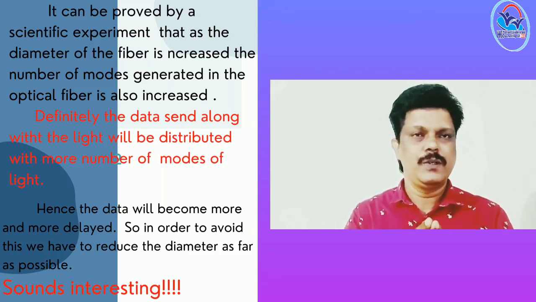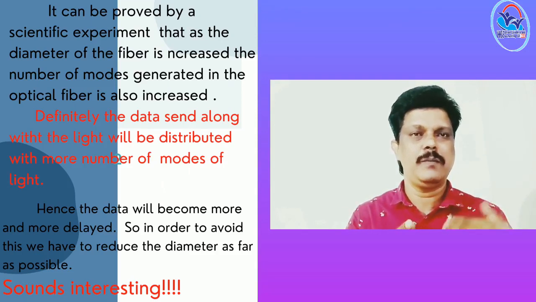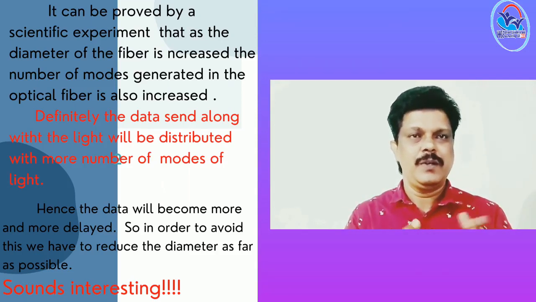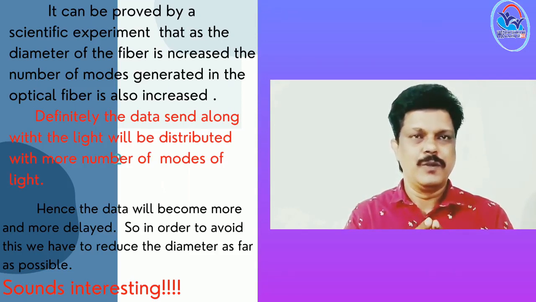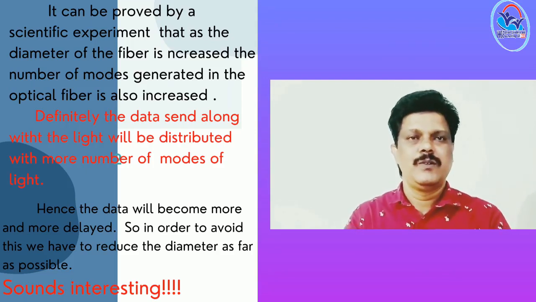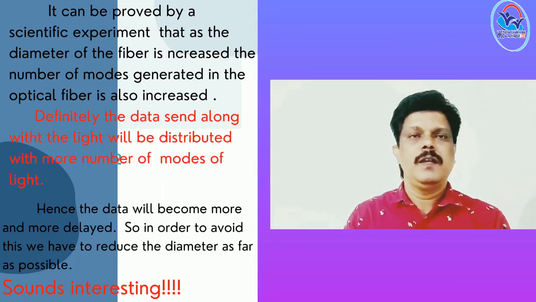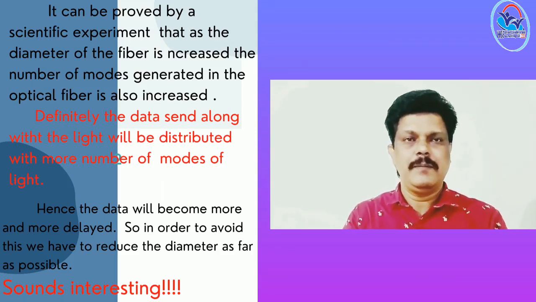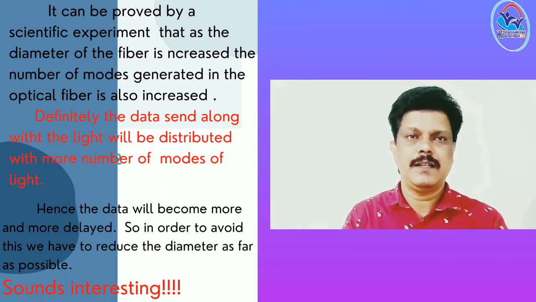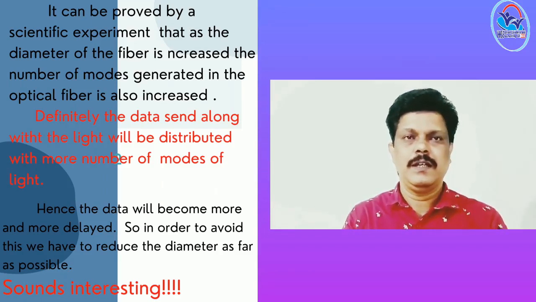So in order to reduce the pulse spreading and overlapping of the data, we have to reduce the number of modes. So we try to reduce the diameter of the core as far as possible. While observing the relation between the diameter and the number of modes, we can understand that even for a small change in diameter, the number of modes will get multiplied.